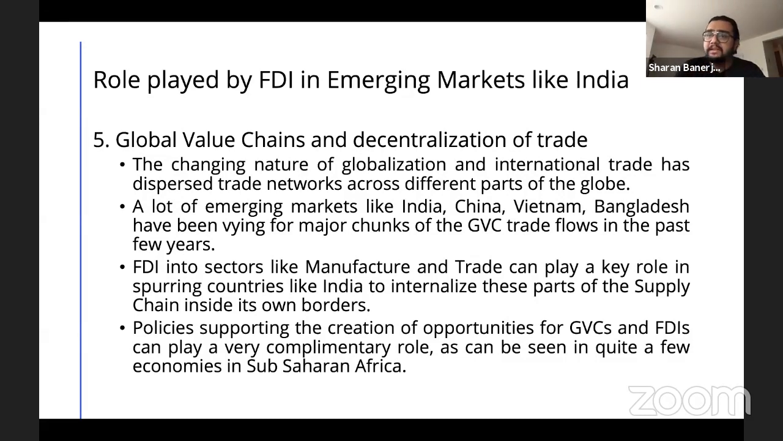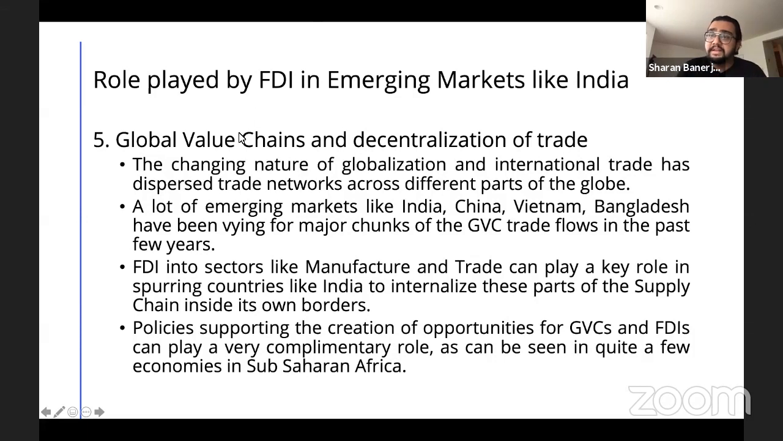If you look back at the point that I said about supplanting domestic capital sources, FDI into sectors like manufacturing and trade can play a very, very important role for countries to internalize, specifically for India, internalize major chunks of these global supply chains into their own borders.